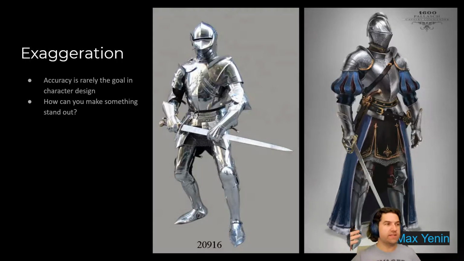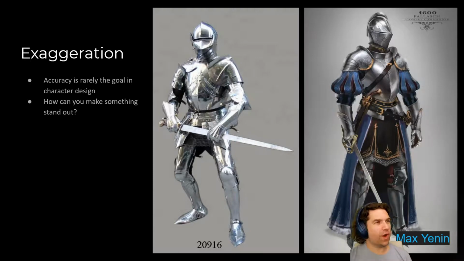So for instance, on the left here is a very accurate recreation of a knight's medieval armor. And it's visually interesting to say the least. However, this concept by Max Yenin on the right is far more compelling and memorable. The way it integrates and adapts other costuming details can give you some more information about who this character is. The character on the left, I know nothing about other than knight.